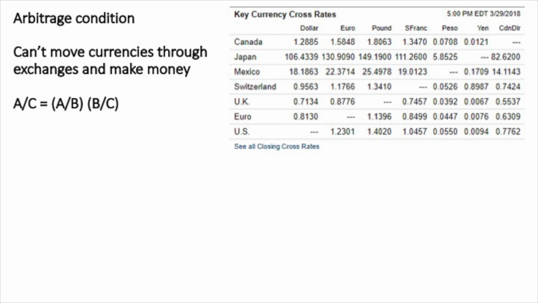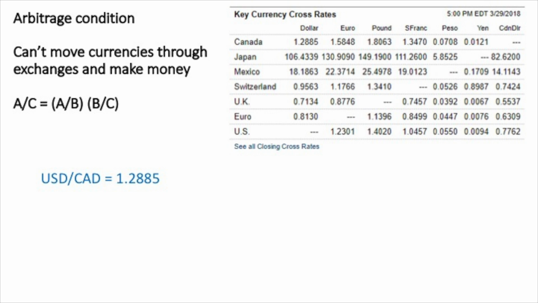So we took money from A, moved it to B, moved B to C, and you shouldn't be able to make money at it. If you want to look at it from a mathematical point of view, the B's cancel. Let's give a specific example here.